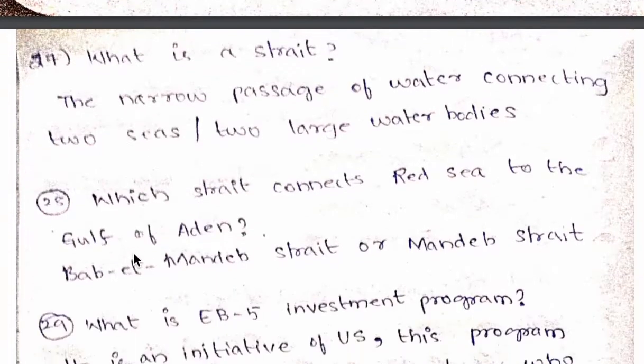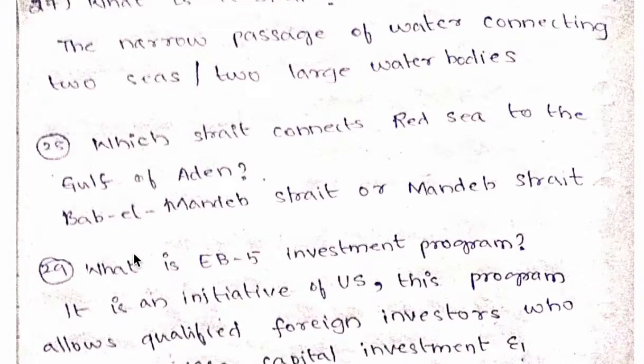So now what is a strait? That is 27th question. So it is a narrow passage of water connecting 2 large water bodies. Now 28th question, which strait connects Red Sea to the Gulf of Aden? It is Bab el Mandab Strait or Mandab Strait.